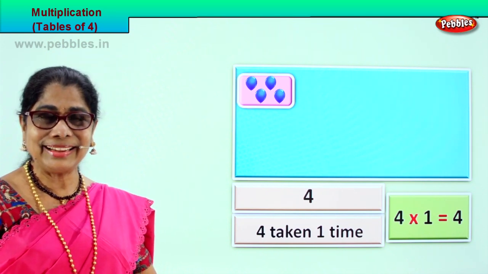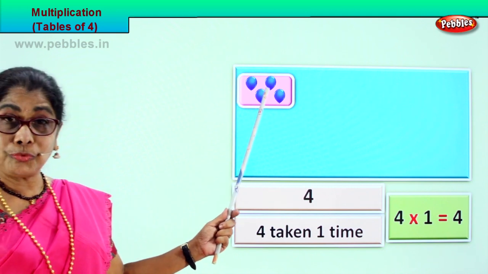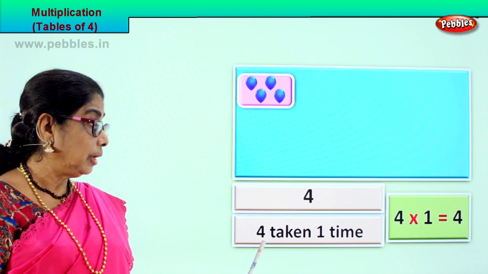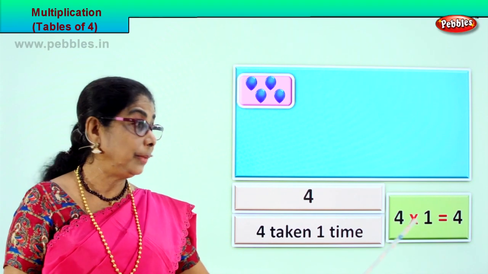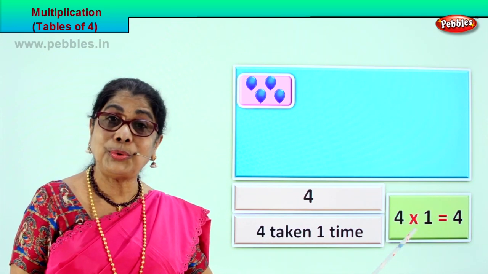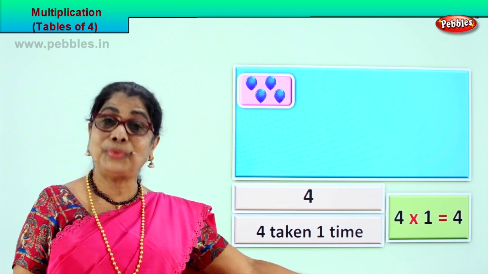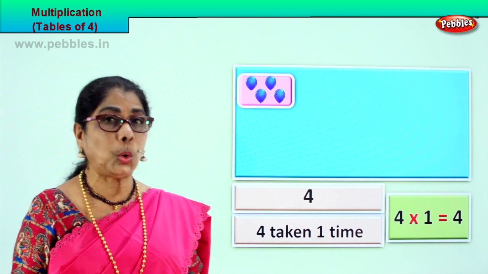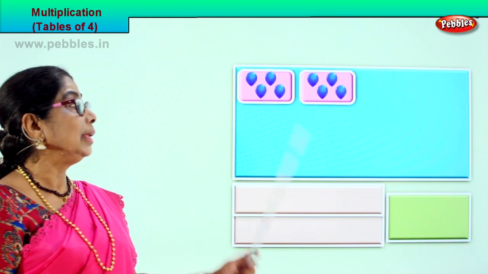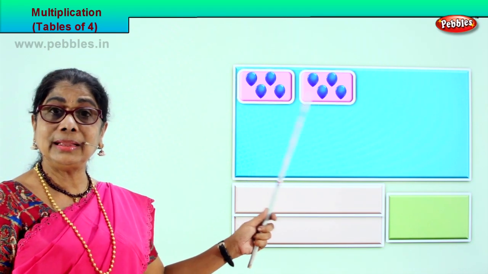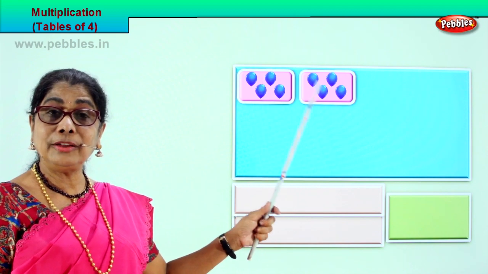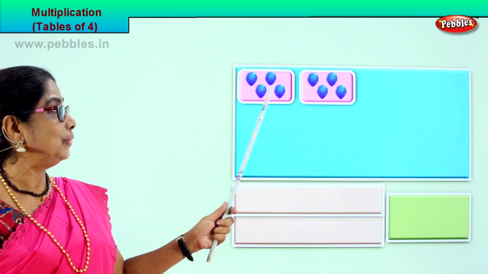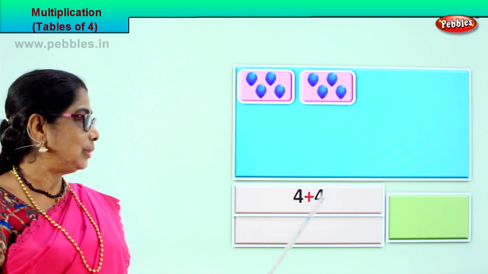Good, no? So you have a group of 4 here in one box. We write the number 4 here. 4 taken 1 time, and we read this as 4 ones are 4. Very good. Let's take another grouping of 4. Look. Here you have now 2 trays, and you have 4 here, 4 here. 4 taken how many times? 2 times. 4 taken 1, 2. 2 times.